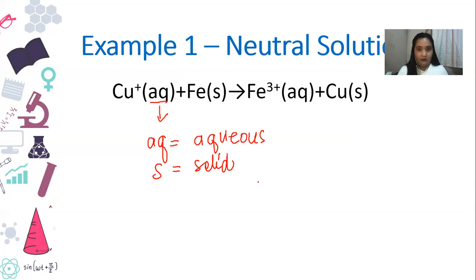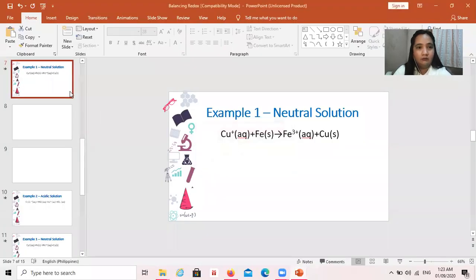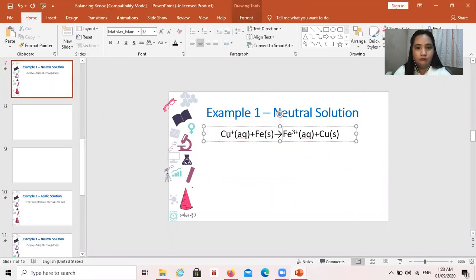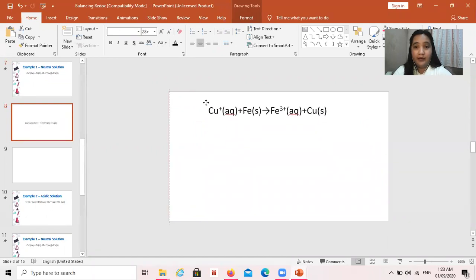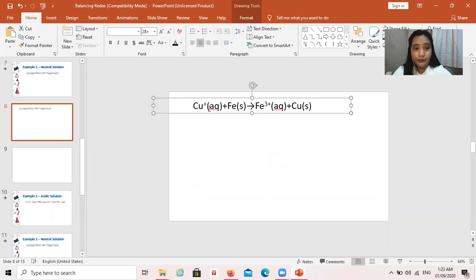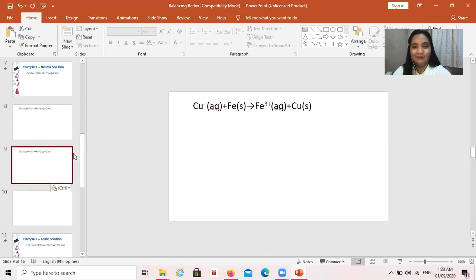Okay, let's do that. Oh, wait, can I just copy that? Because I can copy here. That's because we will have to solve it. I will be applying the steps that were given a while ago.